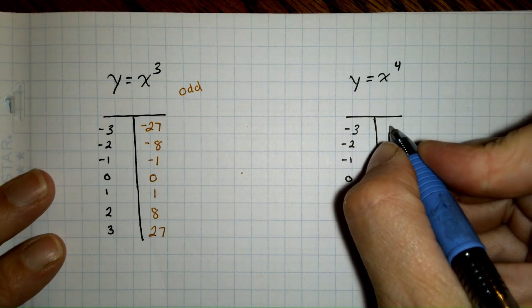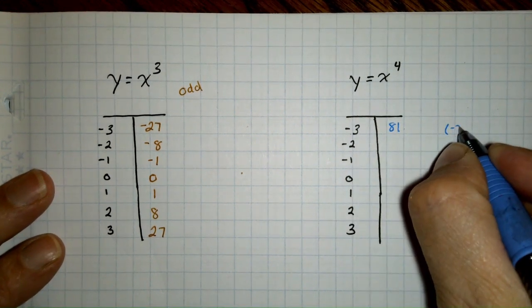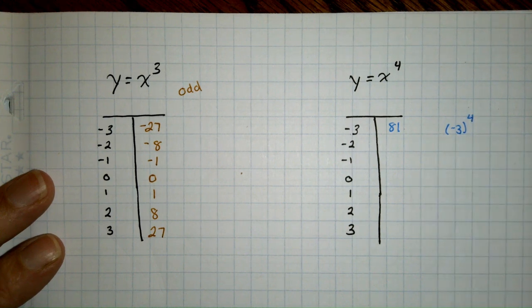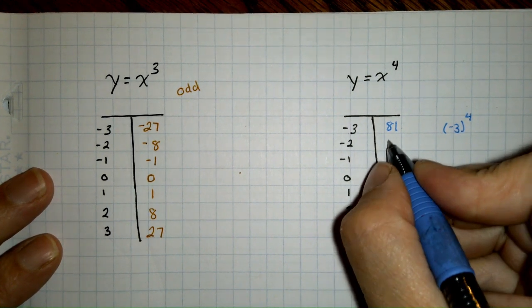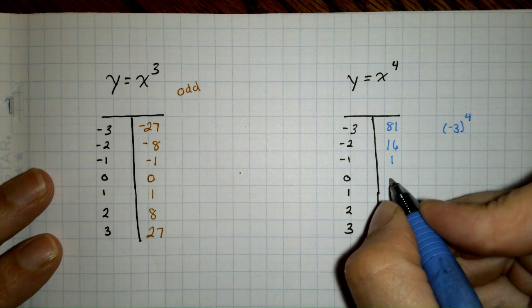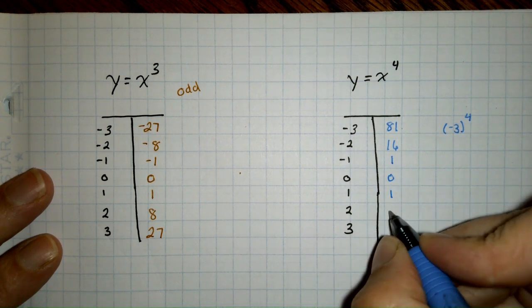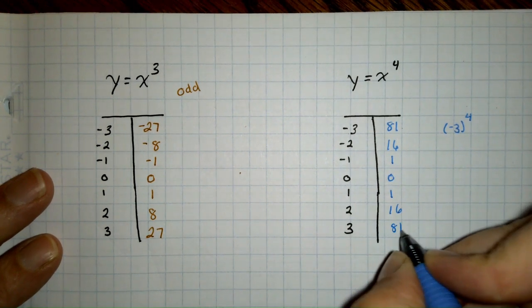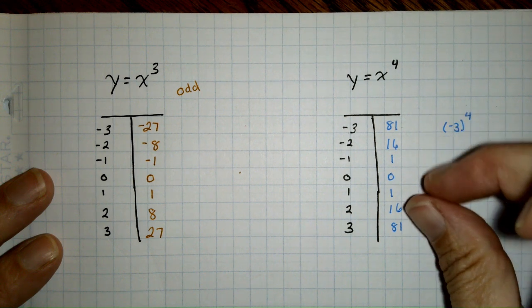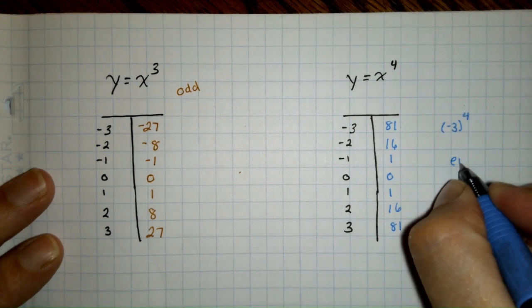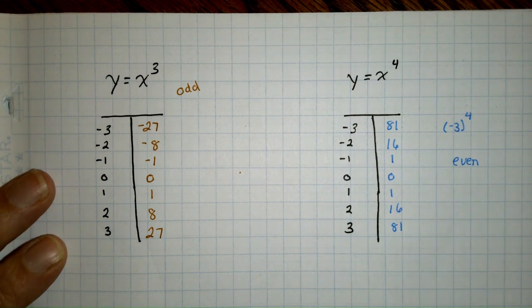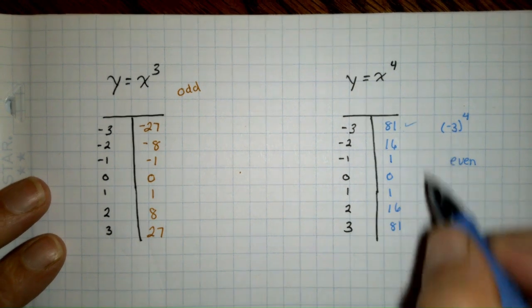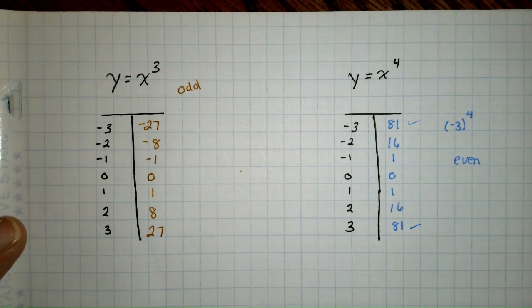-3 to the 4th is +81. And again, that's because when you type it in a calculator, make sure you put the power of 4 on the outside. -2 to the 4th, -1 to the 4th, 0, 1, 16, and 81. These currently, this one is currently even because it's symmetric to the y-axis. The y values match when the x values are opposites.